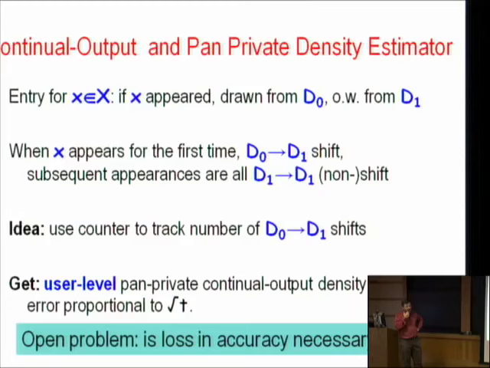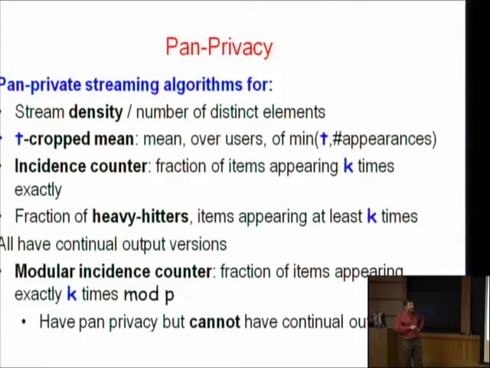So storing the minimal hash value is not good. This in itself is not differentially private, but we use it exactly here.